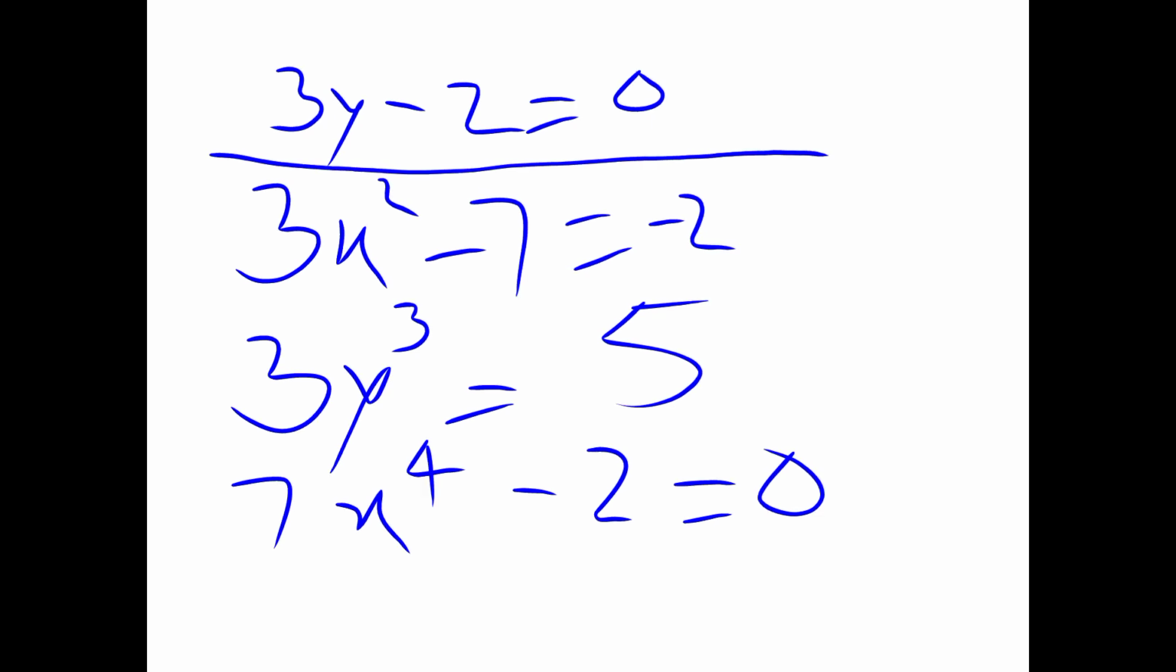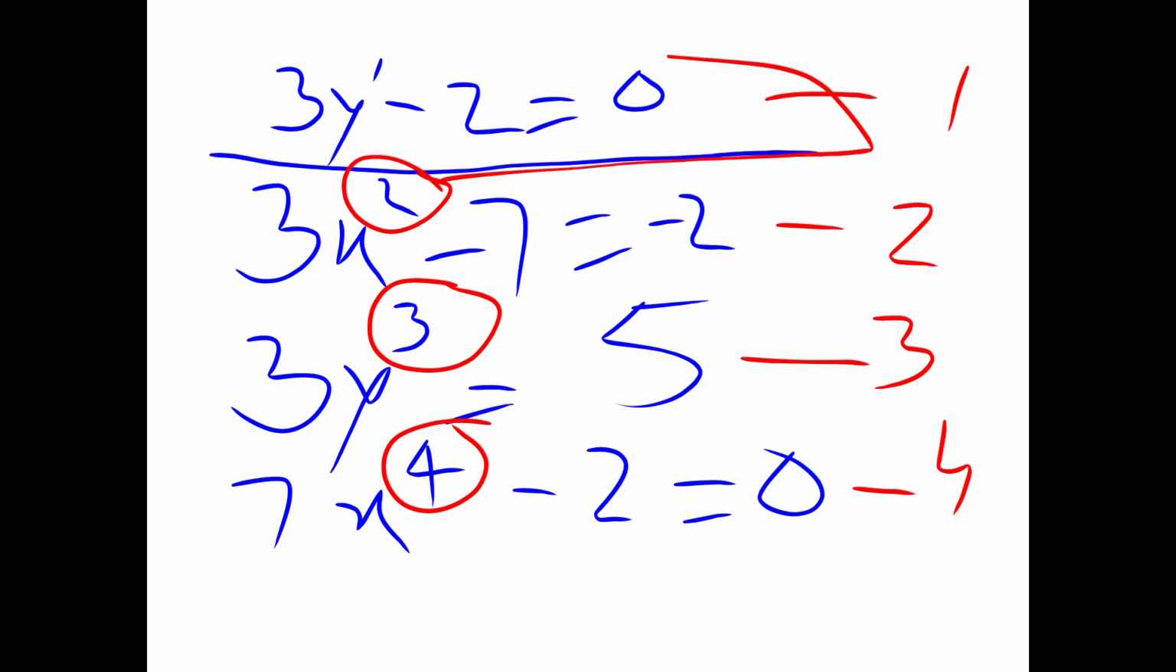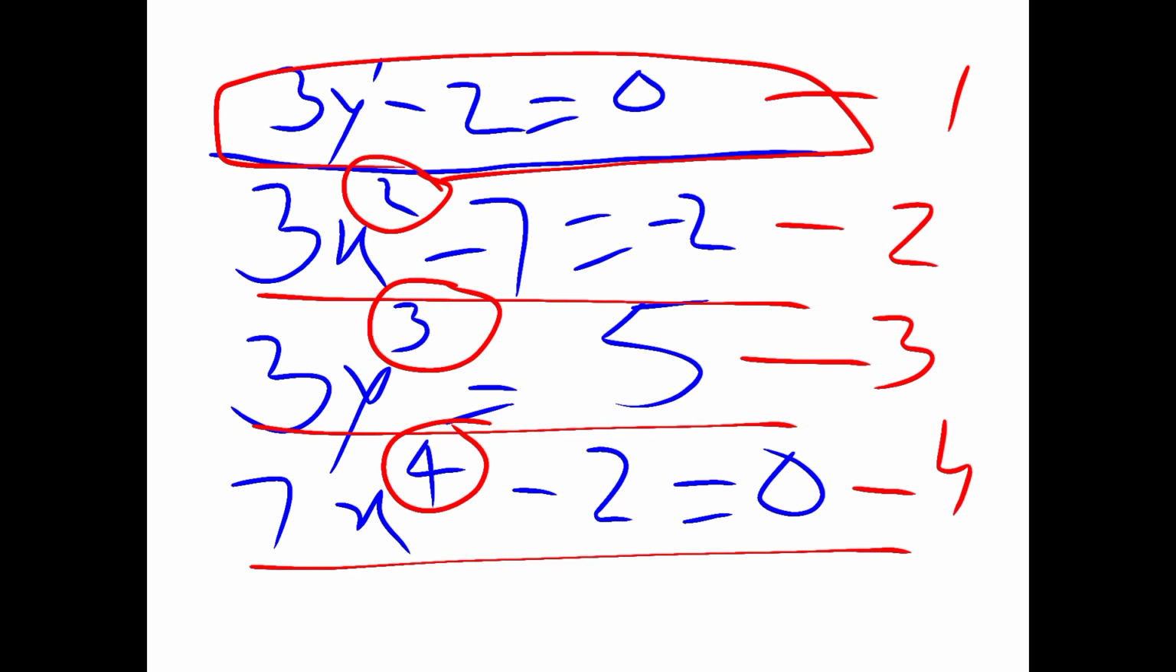Now let's look at these four equations. In this equation the highest power is 1. In the next equation the highest power is 2. The highest power here is 3. In this, the highest power is 4. So we can say that the degree of this equation is 1, the degree of this equation is 2, the degree of this equation is 3, and the degree of this equation is 4. Similarly, we can call these equations first order, second order, third order, and fourth order, right?